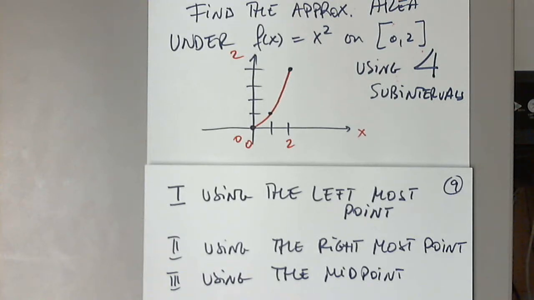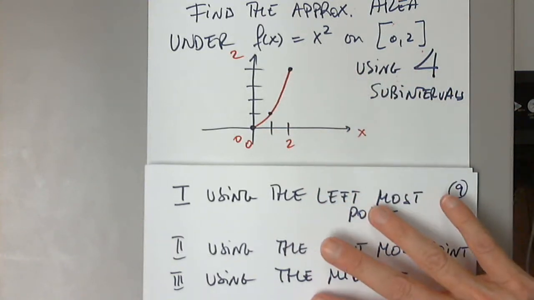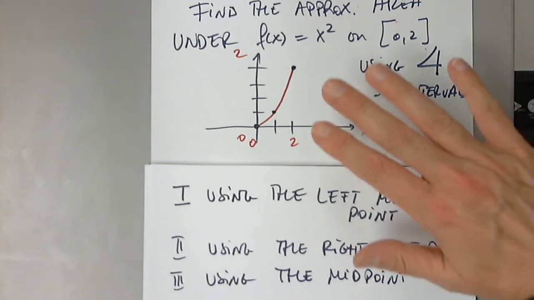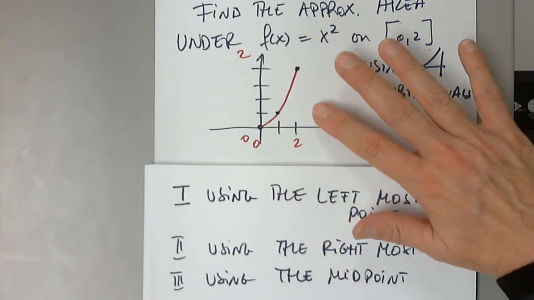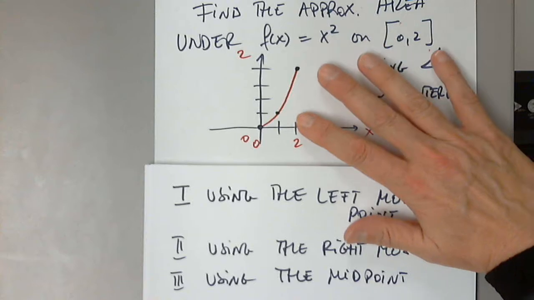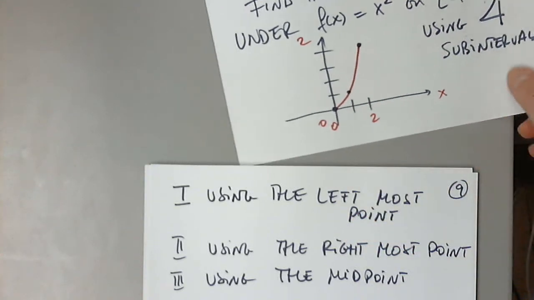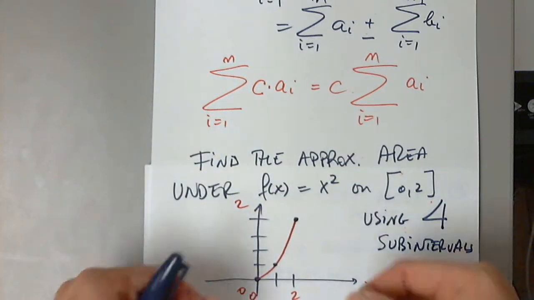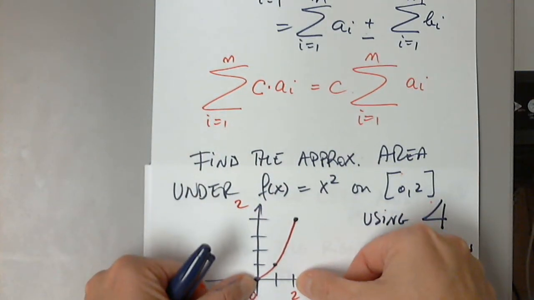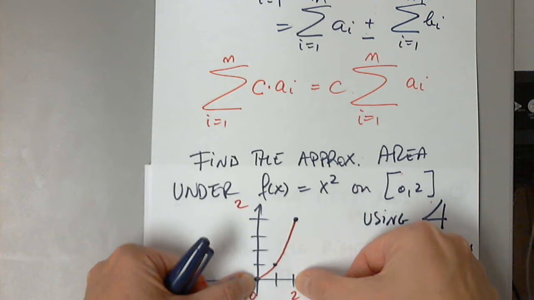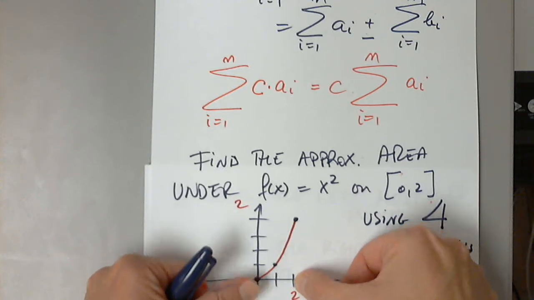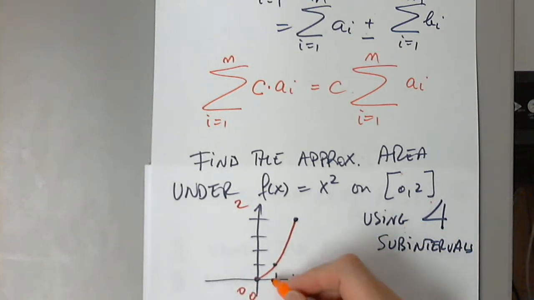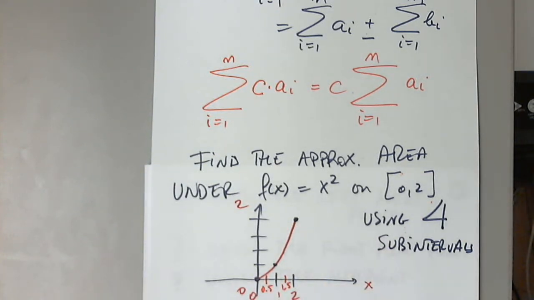Okay. I cannot use these 3 on the same graph. So the first one will be with the first, and then the second I'll graph again, and the third I have to graph again. So I'm coming back to my graph. I'm asked to use 4 subintervals. I will divide the interval between 0 and 2 into 4 equal subintervals. And they will all have a width of 0.5. So this will be 0.5, this will be 1, this will be 1.5, and that will be 2.